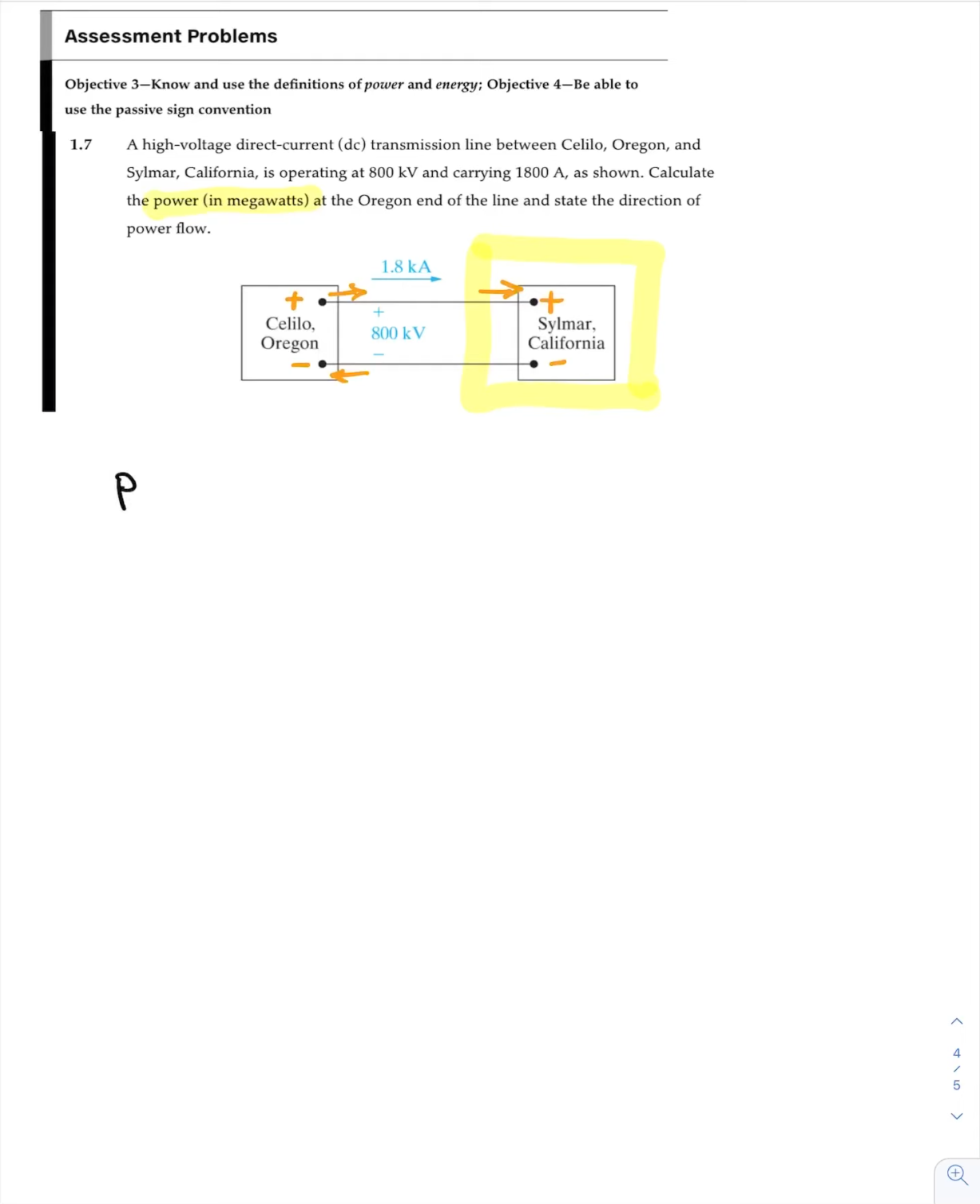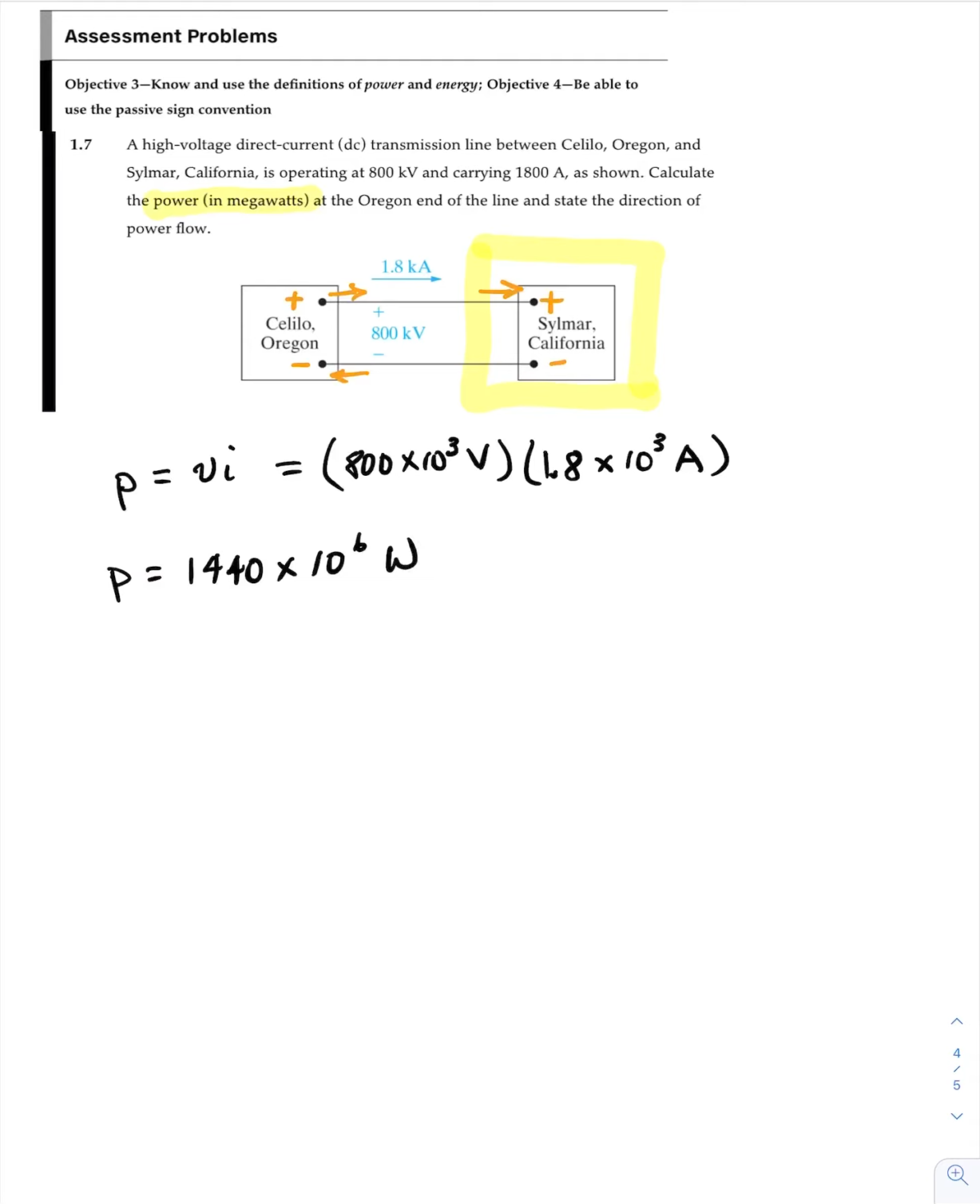So at the California end of things, we would use P equals VI, and our voltage is 800 times 10 to the third volts, and our current is 1.8 times 10 to the third amps, and that would give us 800 times 1.8 is 1440 times 10 to the 6 watts, and they want us to express it in megawatts, so that's pretty easy to do.